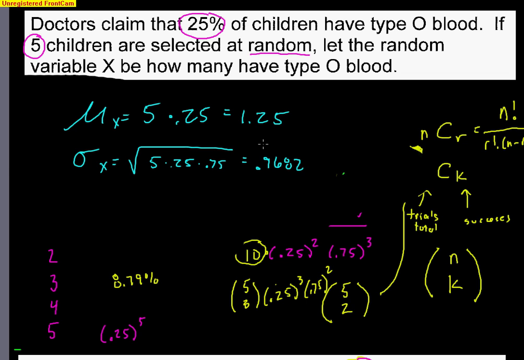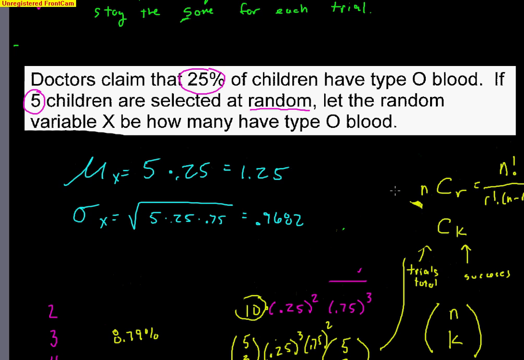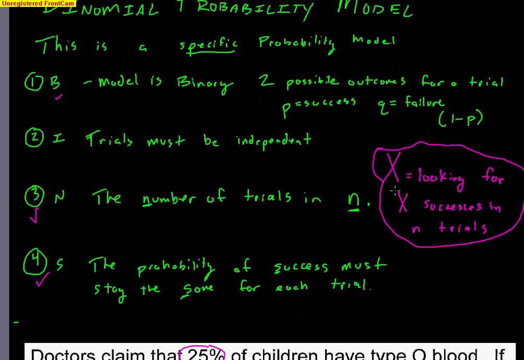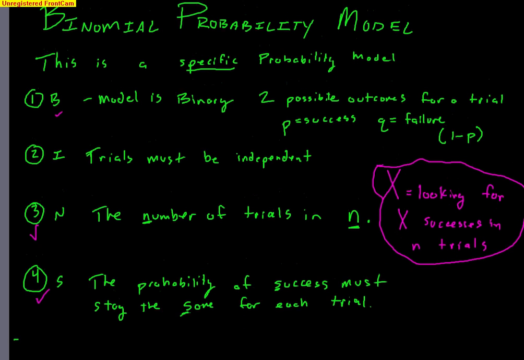So those two formulas tell us in the long run how many we expect out of n, and how much we expect that to deviate. Okay? So hopefully that was a probably not so short, but a nice lesson on the binomial model and what it means to be binomial and how to do binomial model problems.